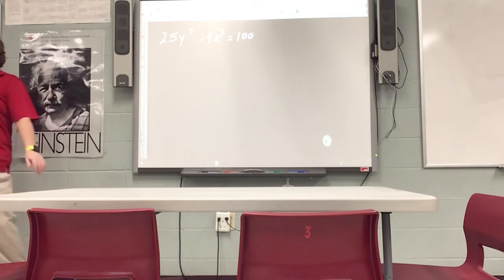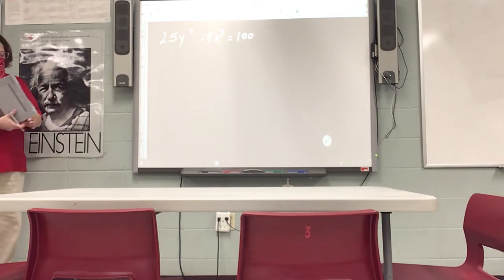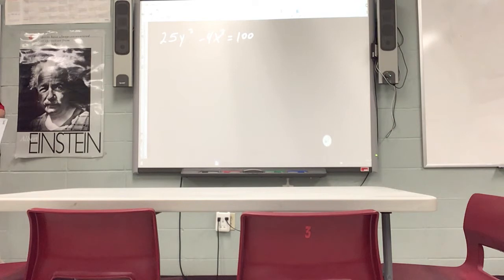So what do we have to do first? Divide by 100. We've got to get it set equal to 1, so we're going to divide by 100, just like we did yesterday. Divide one side by 100, you have to divide everything by 100. 25y squared over 100. What does 25 over 100 reduce to? 1/4, so that would be 1y squared over 4 minus 4x squared over 100. What does 4 over 100 reduce to? 1/25. So 1x squared over 25 is equal to 1.